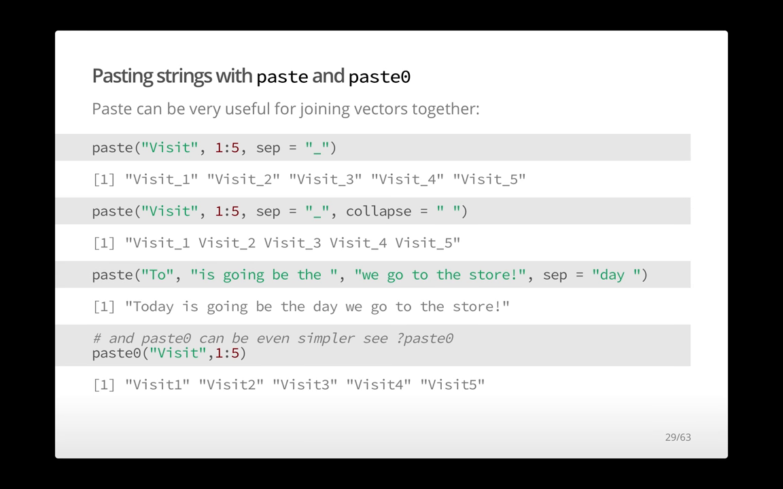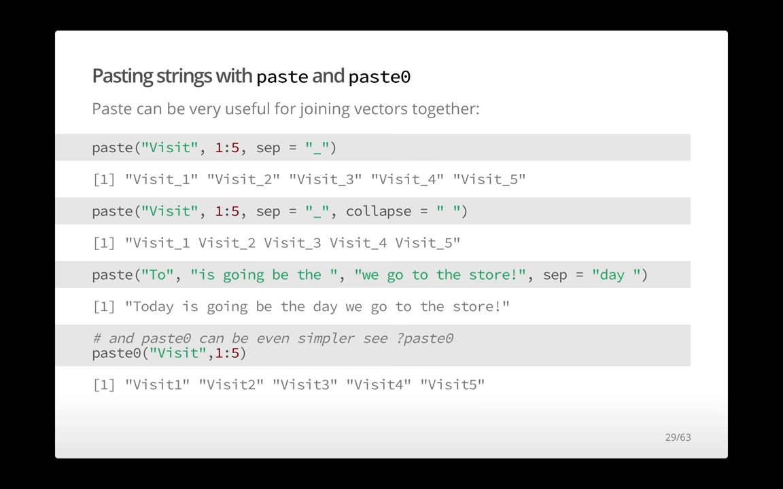Again, you can say other things than normal spaces or underscores to be your separator. So here we say 2 is going to be, we go to the store. We pass in three separate strings into paste, and we want to separate them by day. So what it does is it takes 2, puts the word day in with spaces, takes is going to be, puts the word day in, we go to the store. So the result is today is going to be the day we go to the store. So it pasted all those together into one string.